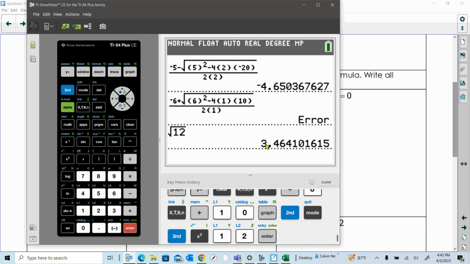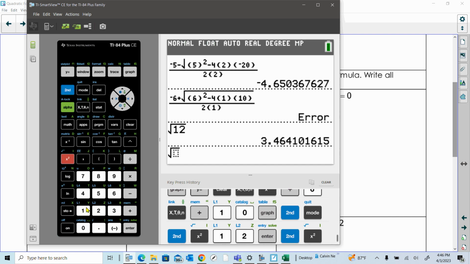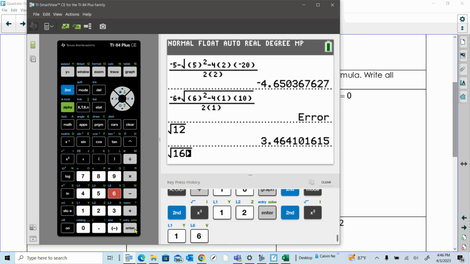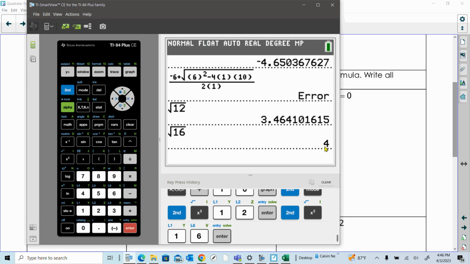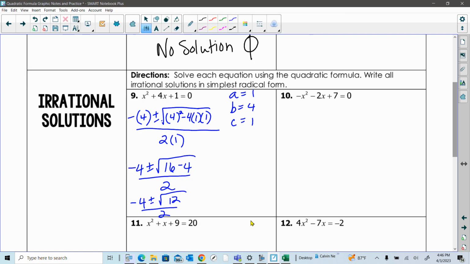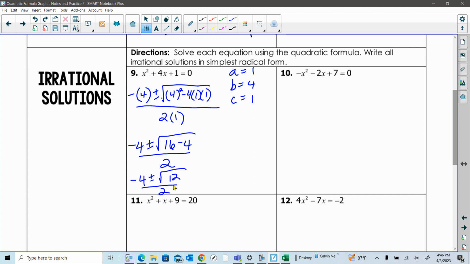Basically, an irrational number is decimals that are non-repeating. This is not a perfect square. A perfect square is when I put in, let's say, 16, I take the square root, and we get an actual perfect whole number. So anytime we have decimals, those are examples of irrational solutions. So that's just your clue for this section, that we're going to have irrational or decimal answers.